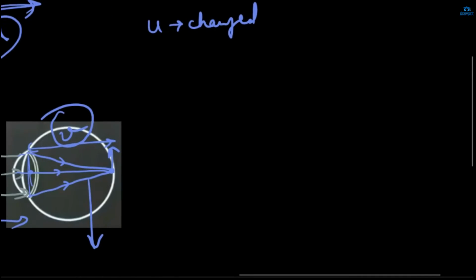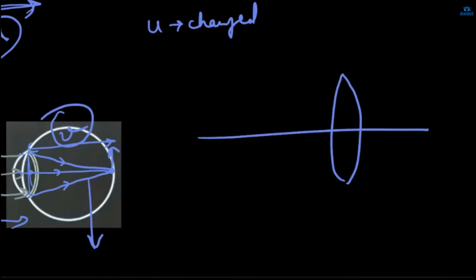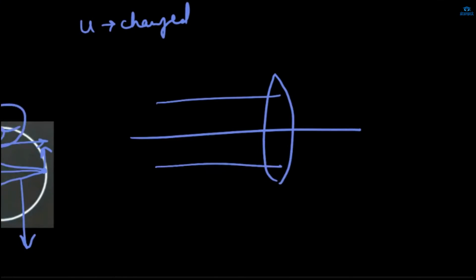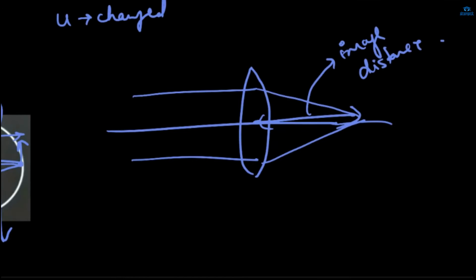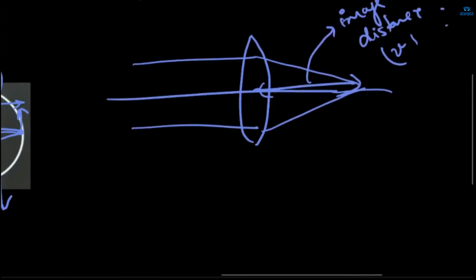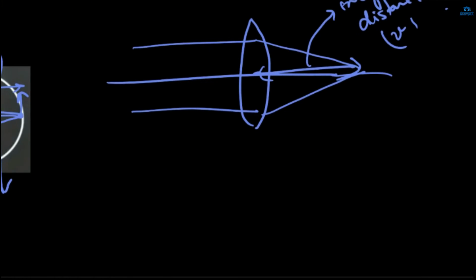What is the v distance? This is our v distance. That is the image distance. Image distance is called v, right, Rudra? Are you there? Yes, ma'am. So understanding or not? Yes, ma'am. We want our v to be constant, even if we are seeing nearby objects or faraway objects.